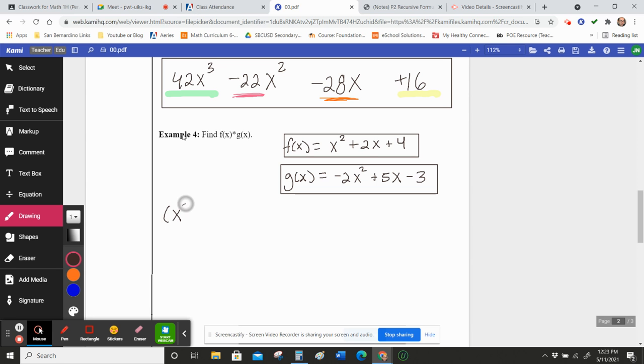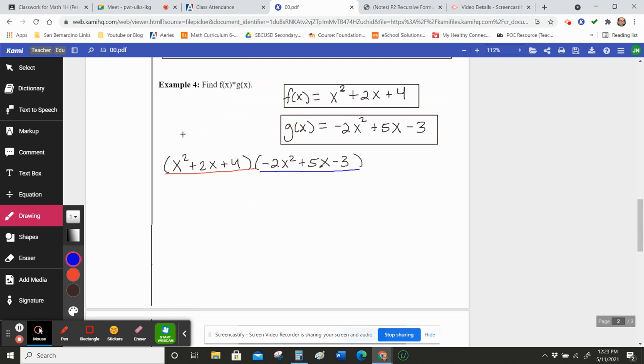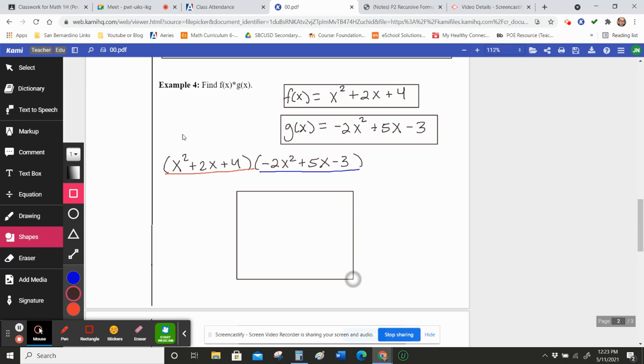So first number that I need to multiply is the x squared plus 2x plus 4. And I need to multiply that with the negative 2x squared plus 5x minus 3. So it's a trinomial, 3 terms, multiplied by another trinomial, 3 terms. So how many squares are we going to need in the box if you just do the mental math? So this box is going to be much, much bigger now, right? We're going to have 3 spaces vertically to be able to fit those 3 terms. We're going to have 3 spaces horizontally to be able to fit those other 3 terms.